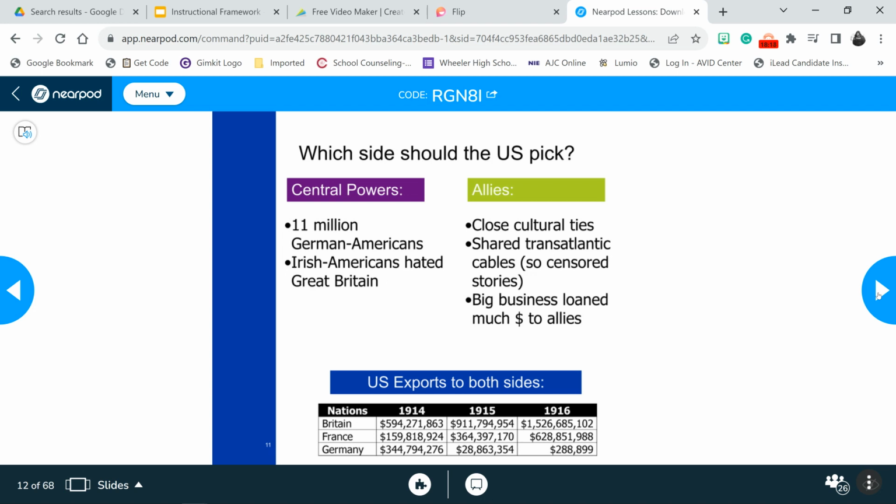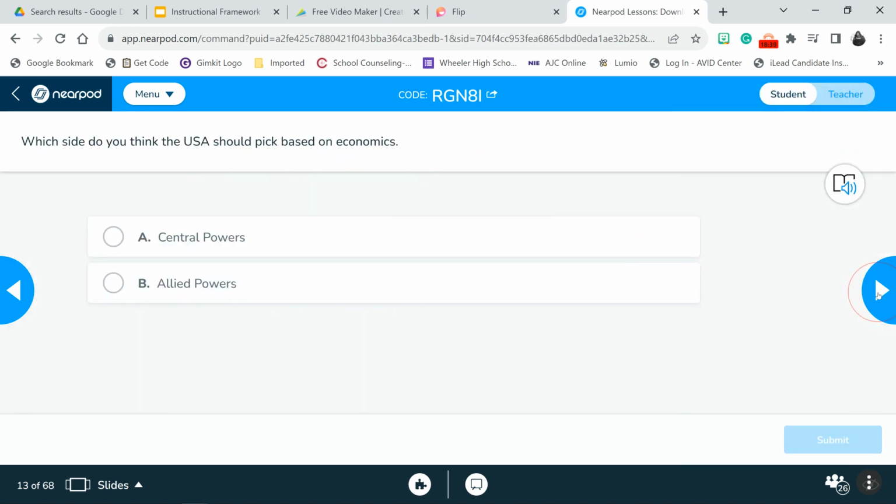So you might want to protect the money. Either way, you're going to lose, but you don't want to lose that much money. It's important to understand the United States was giving goods and loans to both sides. Is everybody clear there? Because they were neutral, right? They had no leg in the race until they entered. So ultimately, we know what side they chose.